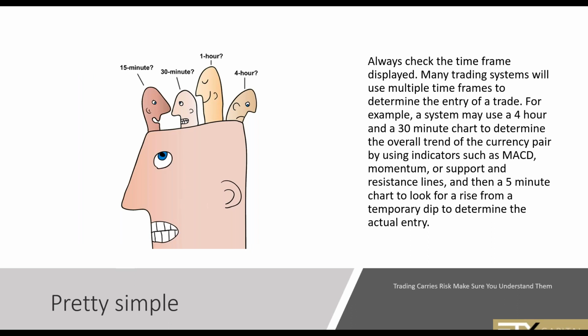Now, as always, check the time frames displayed. Many trading systems will use multiple time frames to determine an entry of a trade. For example, a system may use a 4-hour and a 30-minute chart to determine the overall trend of a currency pair by using indicators such as MACD, momentum indicators, or support and resistance lines, and then may use a 5-minute chart to look for a rise from a temporary dip to determine an actual entry.